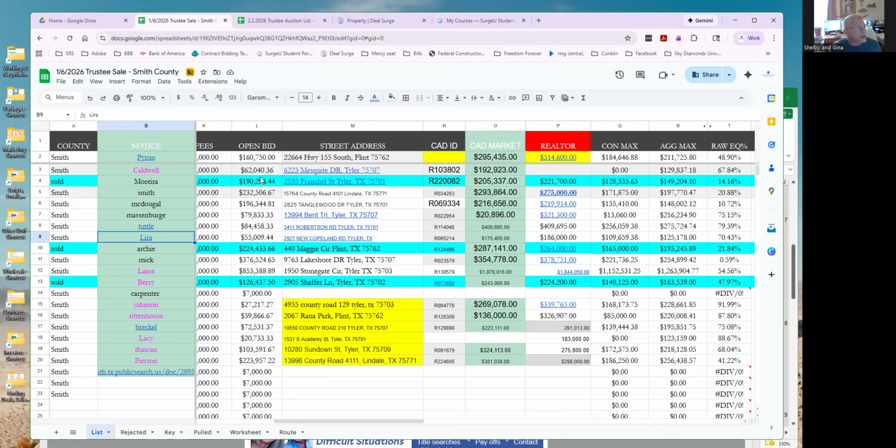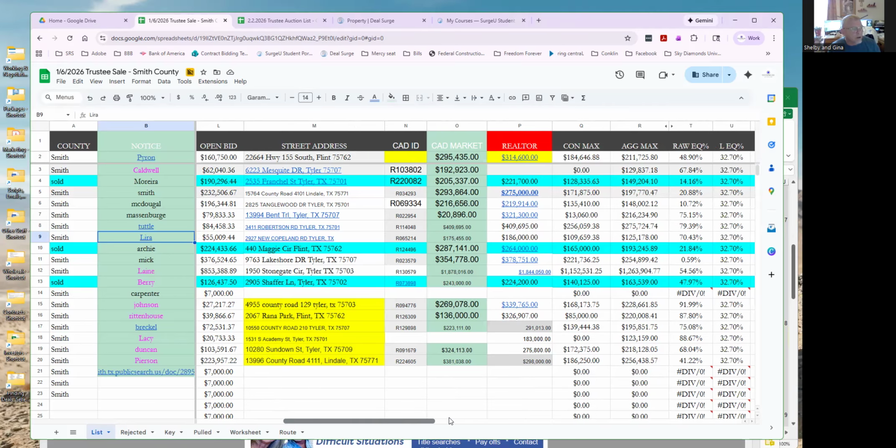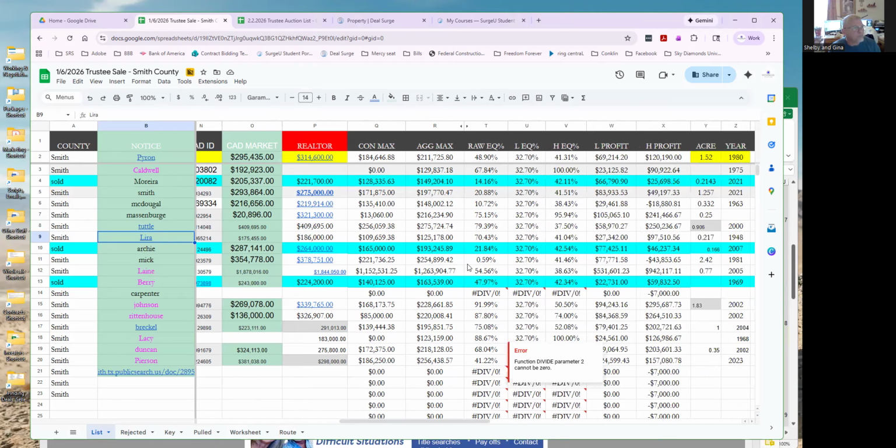This number is calculated by the first number of what the opening bid is. And then the CAD market, this number is calculated by this number. And then we put in what realtor.com says that the property will retail at. And then it gives us an estimation of what our max bid is and what our aggressive bid could be, all the way down to what our low profit would be, what the high equity, low equity, and as you see, all the equity marks in here are the same, 32.7.